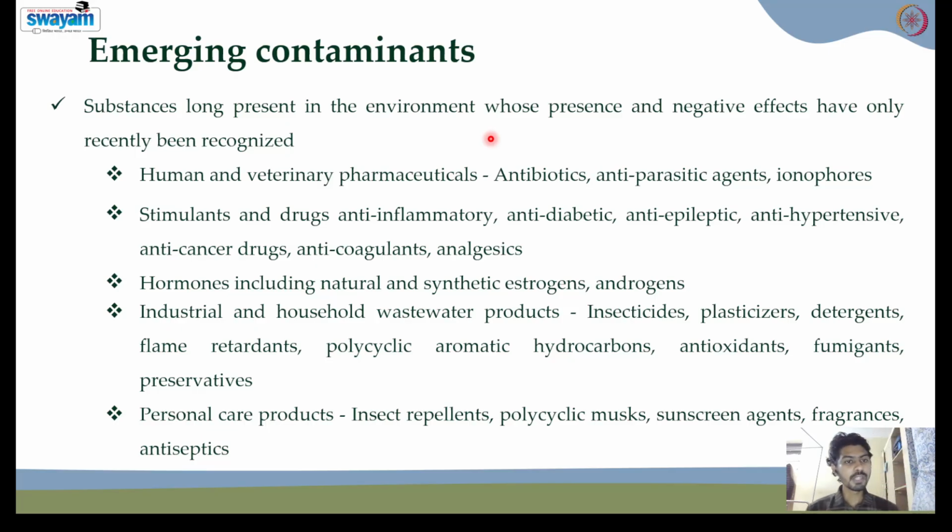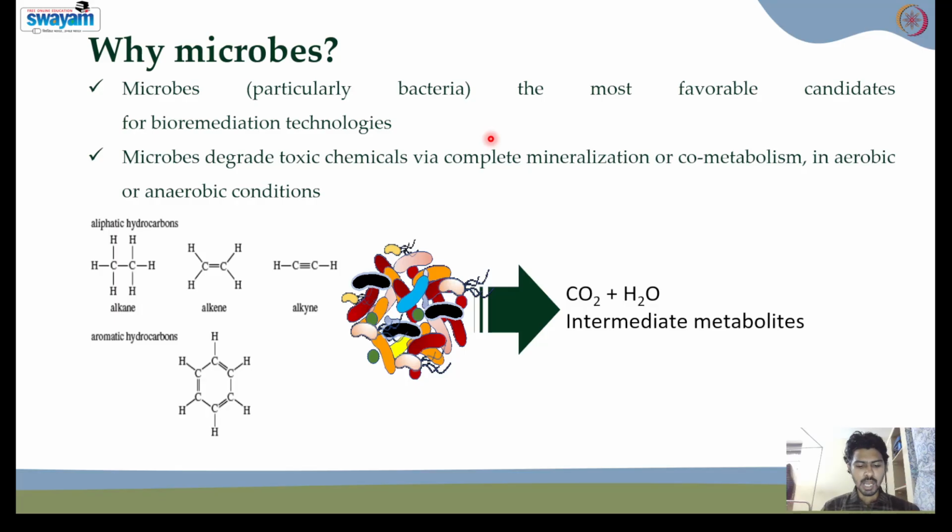So this is also one of the major threats to the environment. In order to deal with these organic pollutants as well as the emerging contaminants, we need a viable solution to tackle them, right? So what is a viable solution? It needs to be cost effective and eco-friendly as well. So we have no other option; at last we end up with microbes. Microbes, particularly bacteria, are the most effective candidates for handling this kind of bioremediation technology.